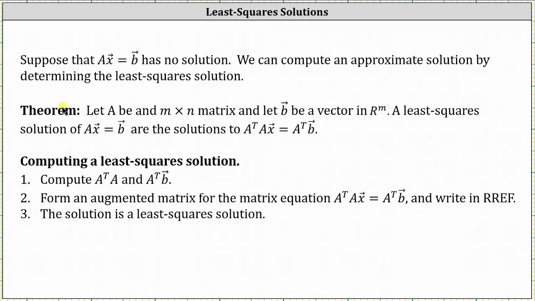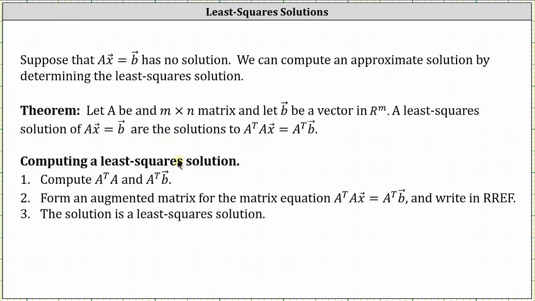Looking at the theorem below, if we let A be an m by n matrix and let vector b be a vector in Rm, the least squares solutions of matrix A times vector x equals vector b are the solutions to A transpose times A times vector x equals A transpose times vector b. So notice how we simply multiplied both sides of the equation by A transpose.